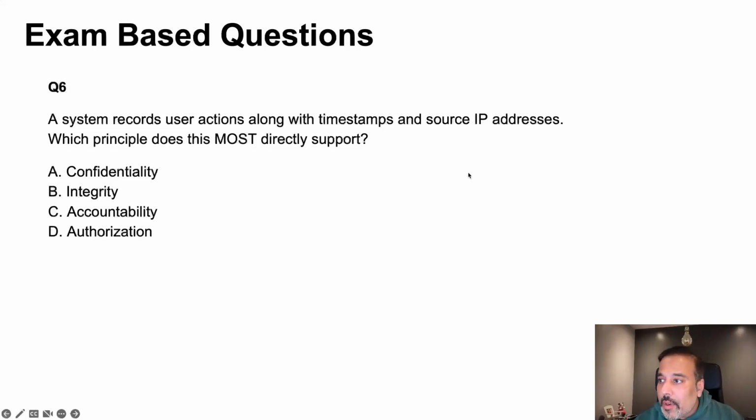There are a couple of things over here. One thing to consider is that we are logging something with the timestamps and the source IP address. So confidentiality does not come here. Integrity is about whether there are any changes in the data. Authorization is again not, because authorization is where you're giving access to the user. So the only other option which is left is accountability. When you record anything, that comes under accountability.